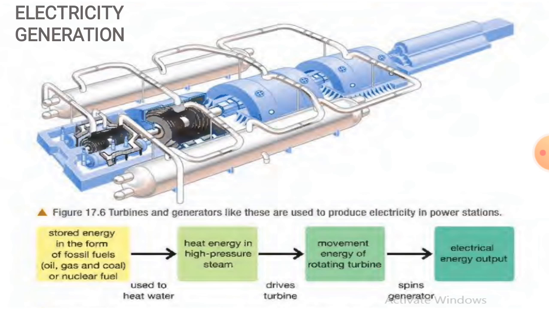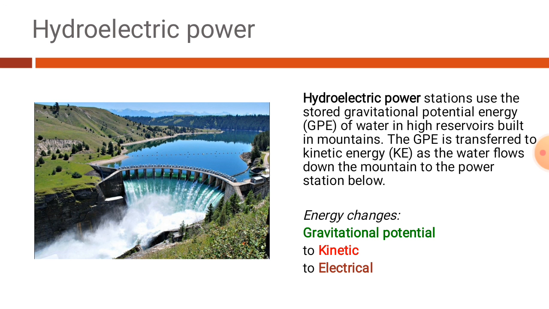So let us see different systems, how electricity is generated with the different methods, which come from renewable as well as non-renewable resources. Our first system which we are going to discuss today is hydroelectric power. Hydroelectric power stations use the stored GPE of water in high reservoirs built in mountains.